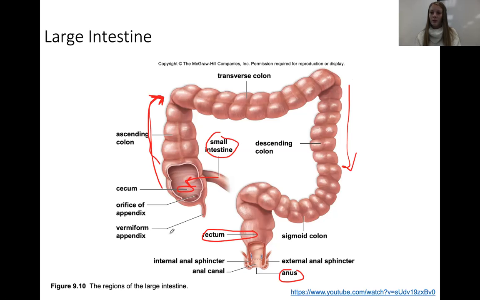It kind of looked like a little bit of a lima bean, but not exactly, which is where the feces was held. And then they have the sigmoid colon, which is right before the rectum. And you have the anal channel here at the bottom, the internal sphincter, and the external anal sphincter.